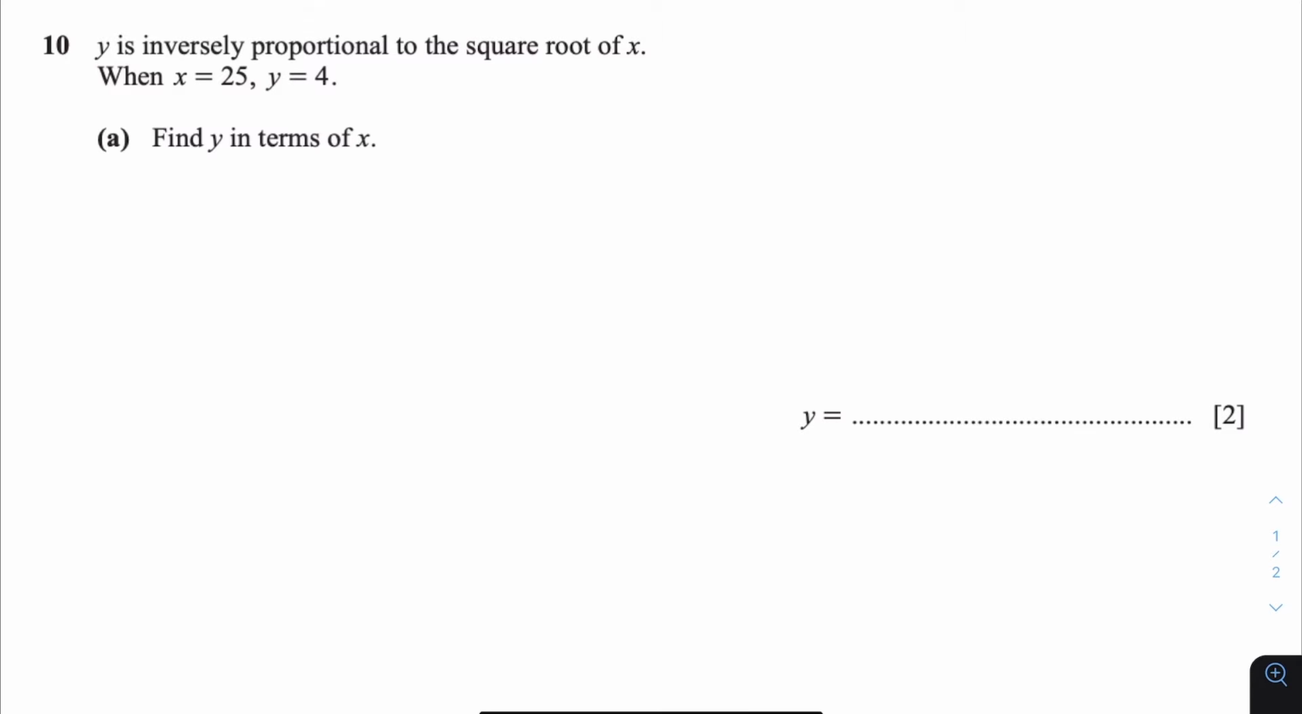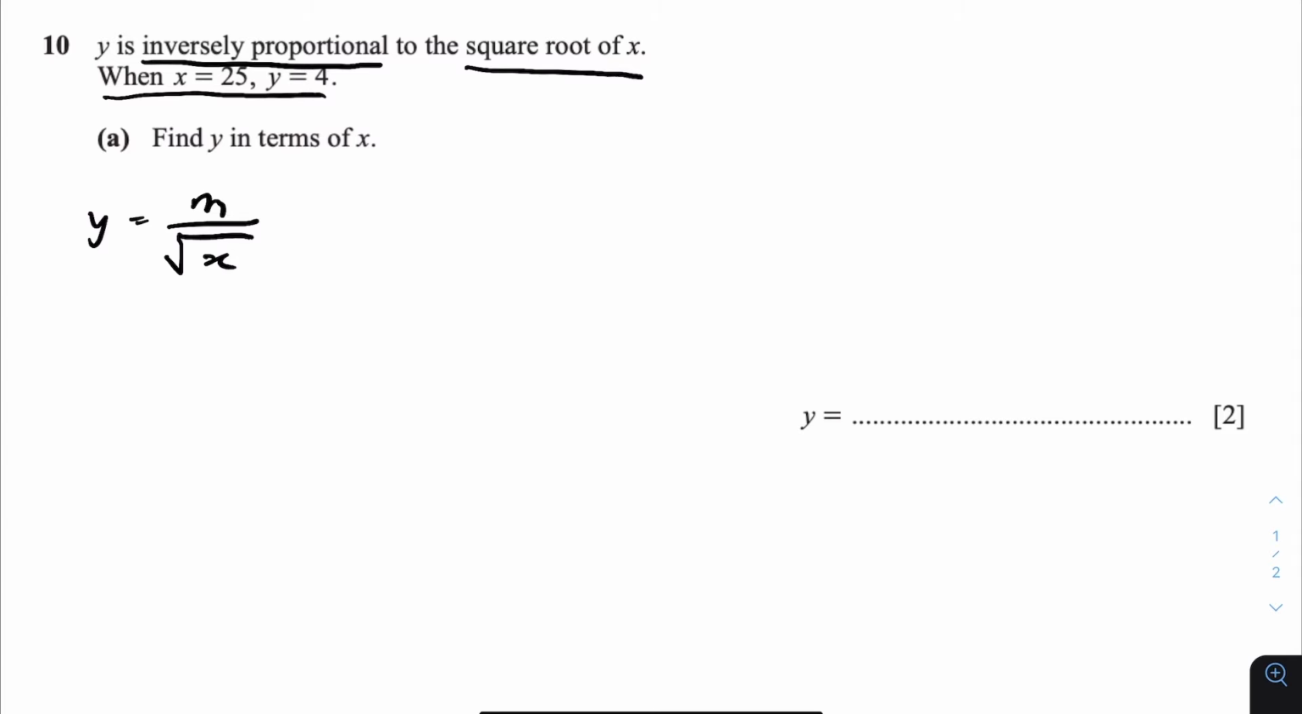Alright, so the first thing we have to notice is that it says it's inversely proportional. So the formula, or the way we will write it, is y equals m over x, where m is a constant that we have to find. And we also have to note that it's saying square root of x, so we have to actually put this in the square root. Let me write that a little bit clearer. Y equals m over the square root of x. And now they give us one of the coordinates. When x equals 25, y equals 4. So find y in terms of x.